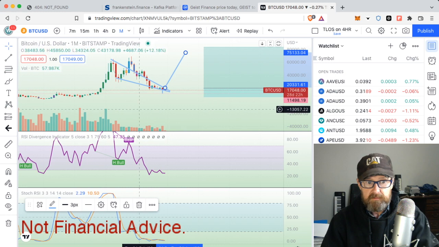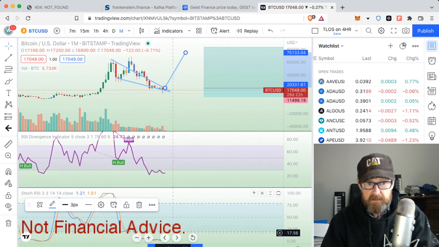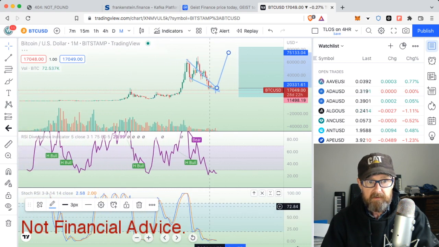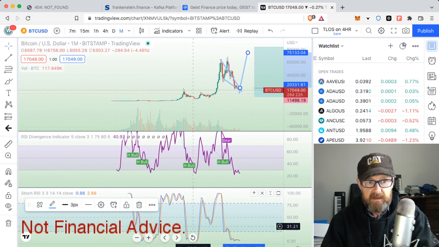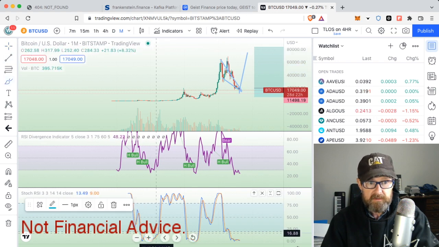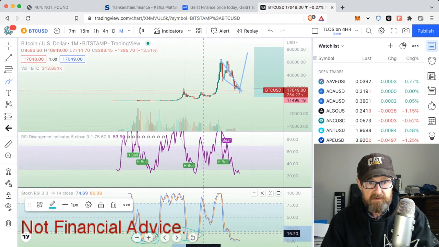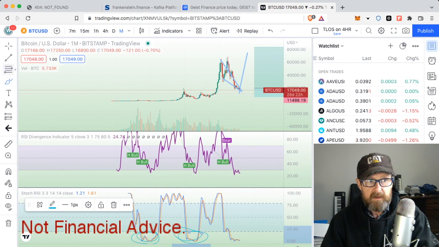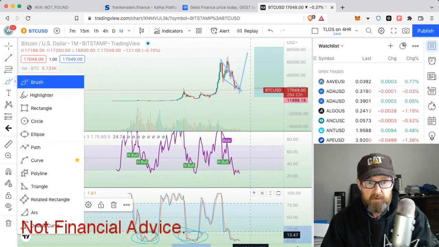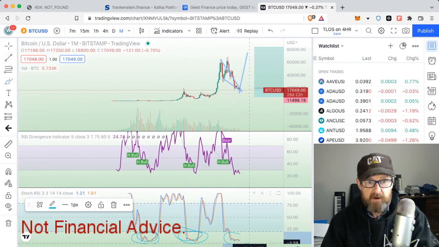But when you go down here and look at your oscillators, this is what I'm talking about, the time frame and the gift that we've been given. If you look, every time that this has been oversold, look at my little brush right here. When that thing gets oversold right here, okay, that's one. When it gets oversold right here, that's two. And now we are oversold right here. This is the Stoch RSI.